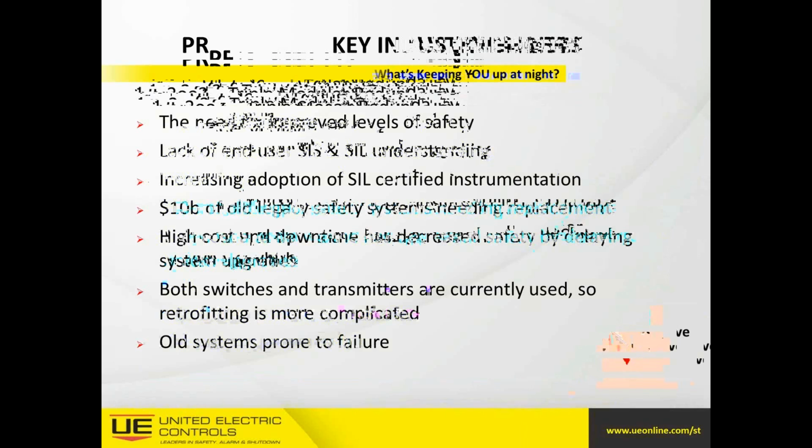High cost and downtime has decreased safety by delaying system upgrades. Both switches and transmitters are currently used still. So retrofitting is more complicated in some cases. And then old systems are certainly prone to failure, depending on how you're running your proof testing intervals, and then in shutdown and turnarounds, replacing those old systems is costly. So these are some of the things that keep my boss and your boss up at night, for sure.